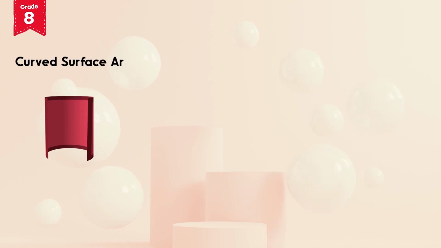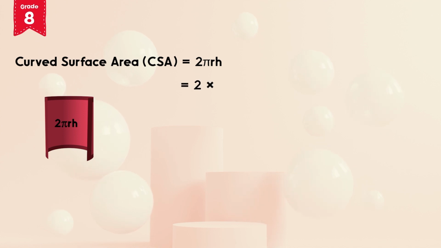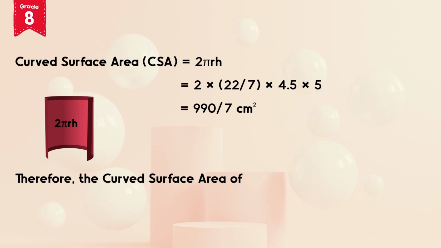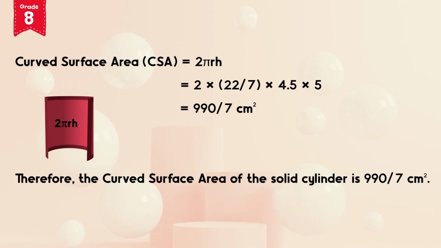Curved surface area is equal to 2 pi RH, which is equal to 2 multiplied by 22 by 7, that is the value of pi, multiplied by 4.5, that is the value of radius, multiplied by 5, that is the value of height of the cylinder, which is equal to 990 by 7 centimeter square. Therefore, the curved surface area of the cylinder is 990 by 7 centimeter square.